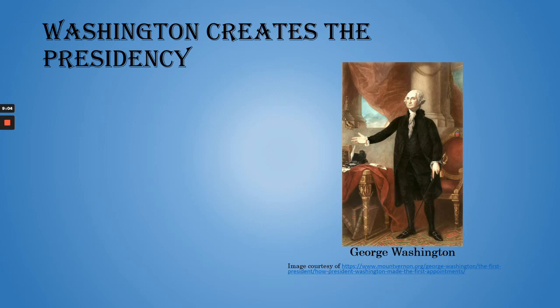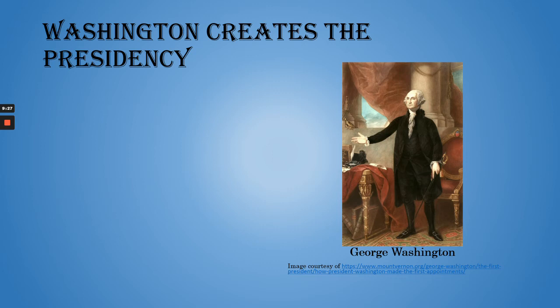Obviously he's on our $1 bill. He's on the quarter. Most people can rightfully remember him as being the first president of the United States. But why is he important? Is he important just because he came first? Certainly a lot of people are going to remember that.